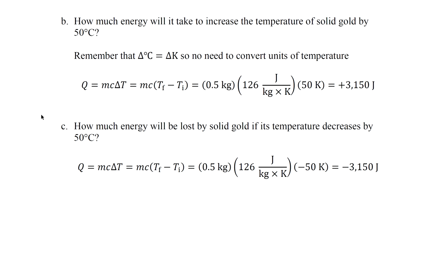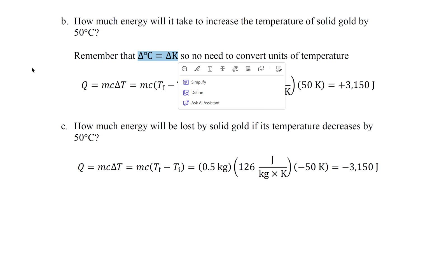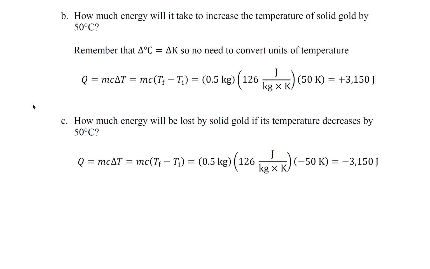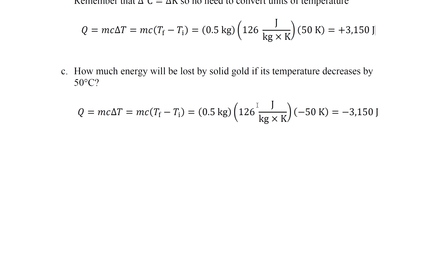Part B, how much energy will it take to increase the temperature of solid gold by 50 degrees Celsius? So remember this. Q equals mc delta T. T final is greater than T initial, so our solution is going to be positive. Part C, how much energy will be lost by solid gold if its temperature decreases by 50 degrees Celsius? Well, in this case, temperature initial is greater than temperature final, so delta T is negative.